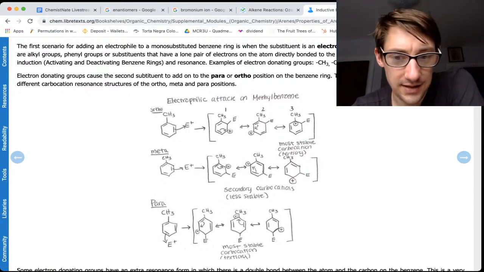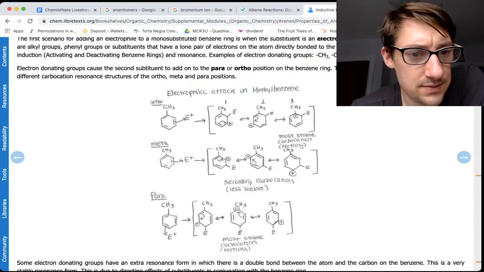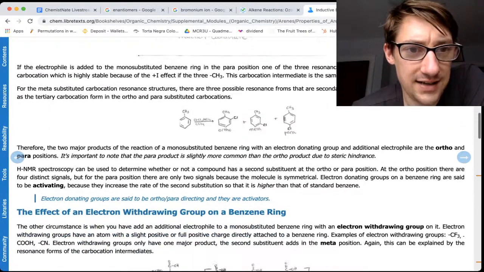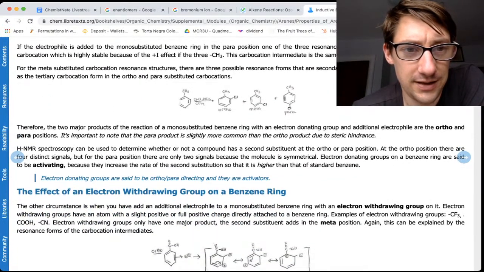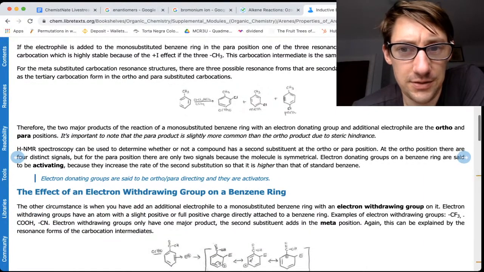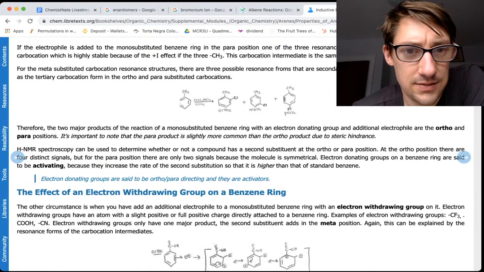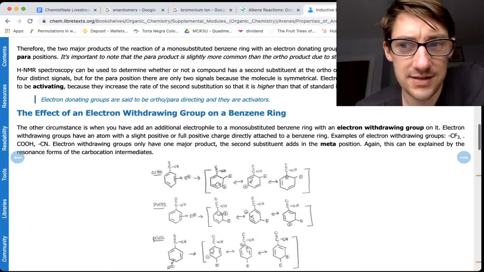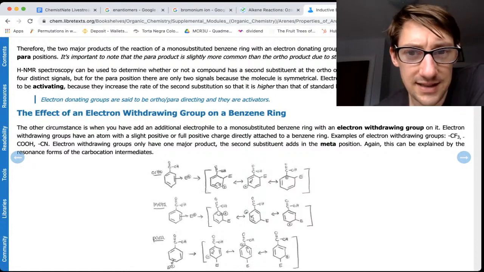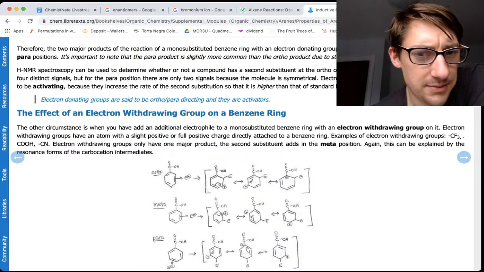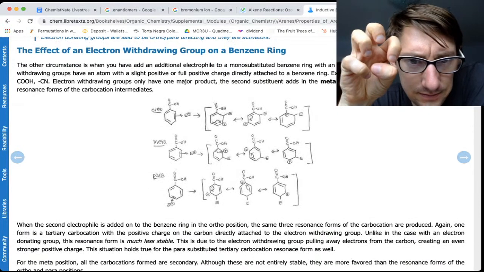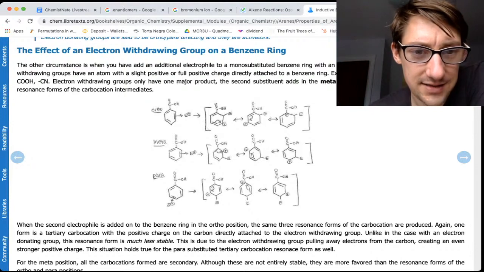Oh, interesting. Okay, if an electrophile is added to the monosubstituted benzene ring in the para position, these are not as stable. Great. Therefore, the major products are ortho and para. Para is slightly less common due to steric hindrance. Sorry, slightly more common. Electron withdrawal, though. How does that para direct?